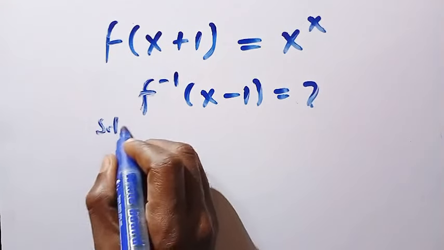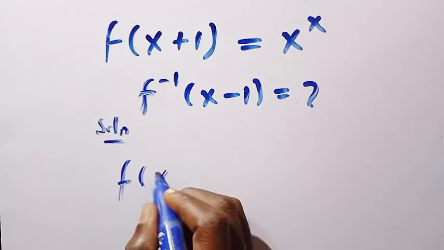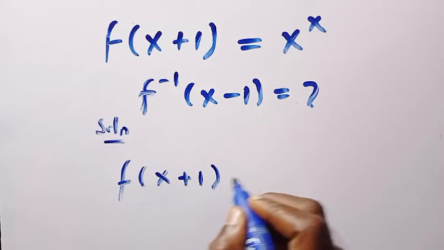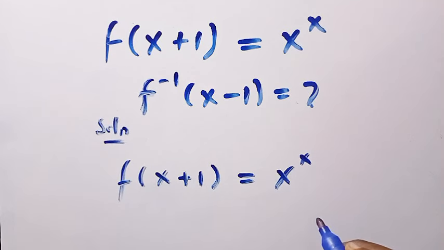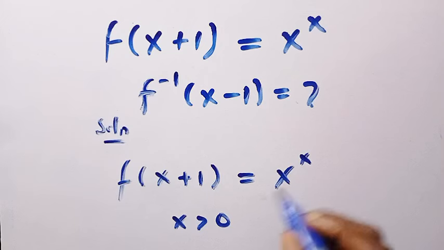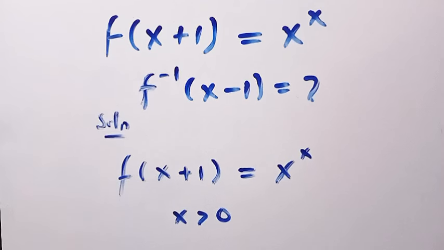Let's consider the solution first. The question says f of x plus 1 equals x to the power of x. Note that from here, the value of x is greater than 0. That is the first condition we have to note. And we want to find the inverse of this.